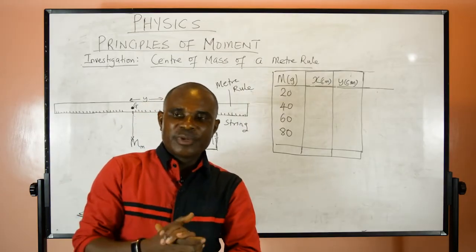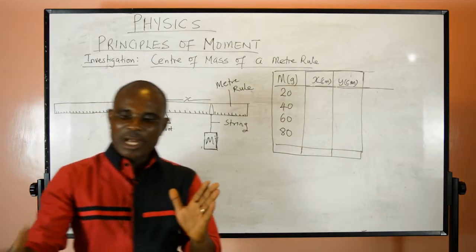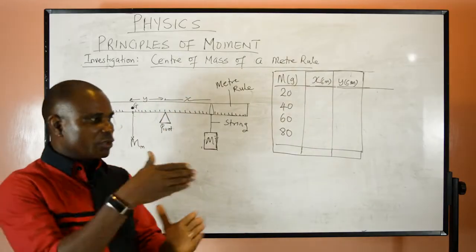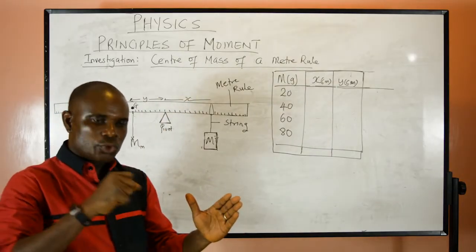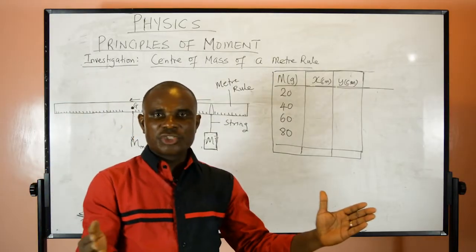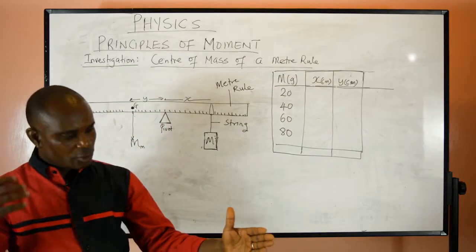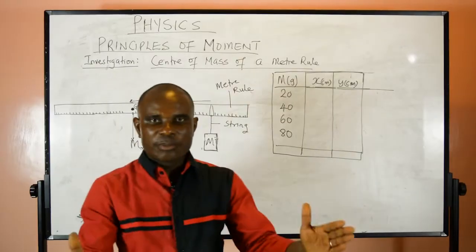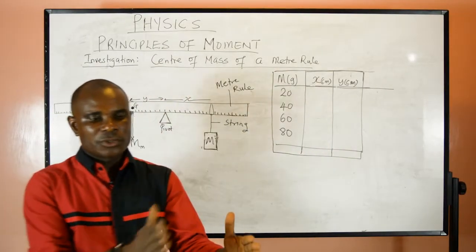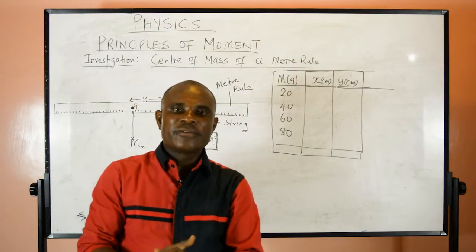It explains why the handles of doors are not close to the hinge. You know that there's a point on the door where you push the handle to open, but the handle is always far away from the hinge. So you see that there is a distance between them. Why is that so? Because we want to maximize the moment, that is the turning effect of that force.